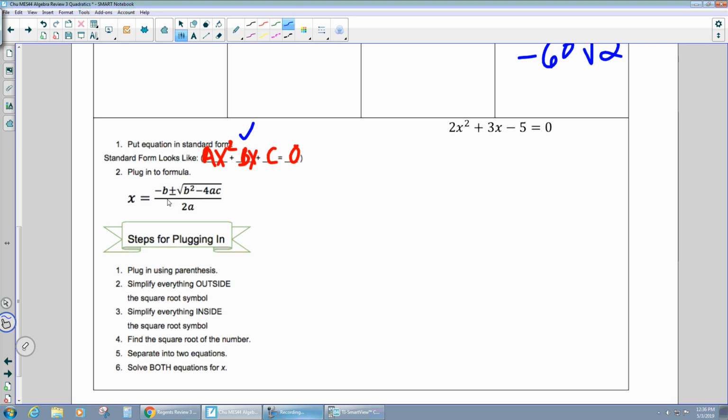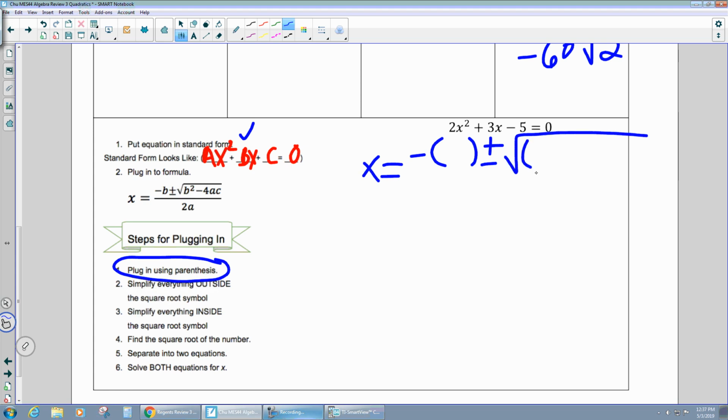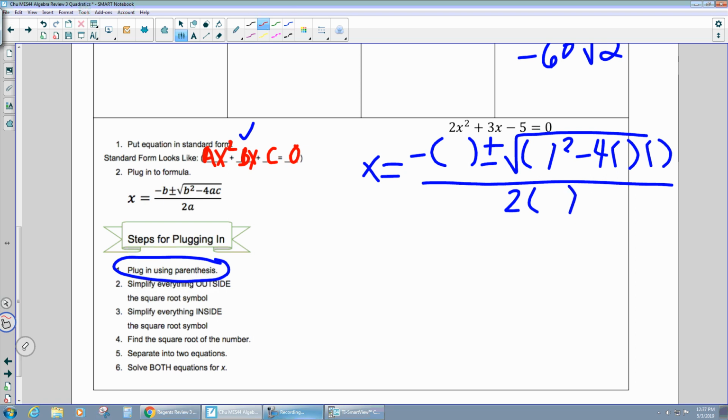So when you are plugging in, first of all, let's plug in using parentheses. You're going to rewrite the quadratic formula without the letters. Instead of the letters, you're going to write parentheses. So negative b plus or minus the square root of b squared minus 4 times a times c all over 2 times a. So notice I didn't write any of the letters. I replaced them with parentheses.